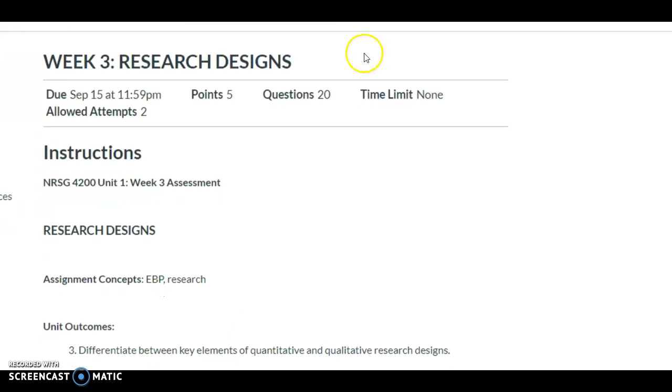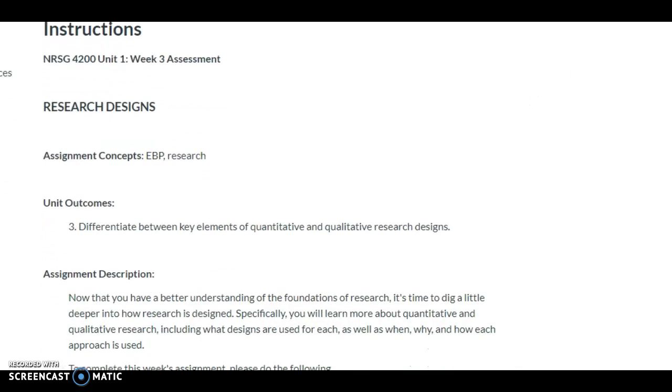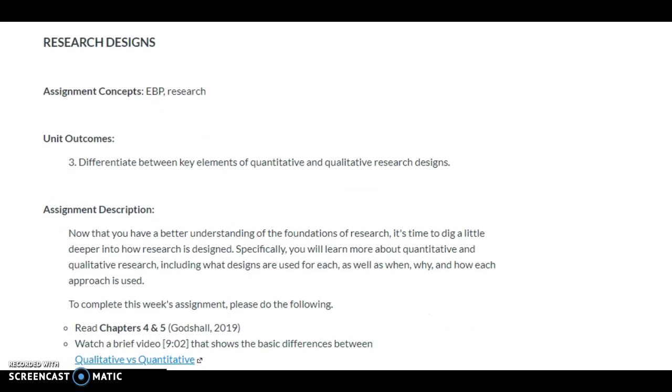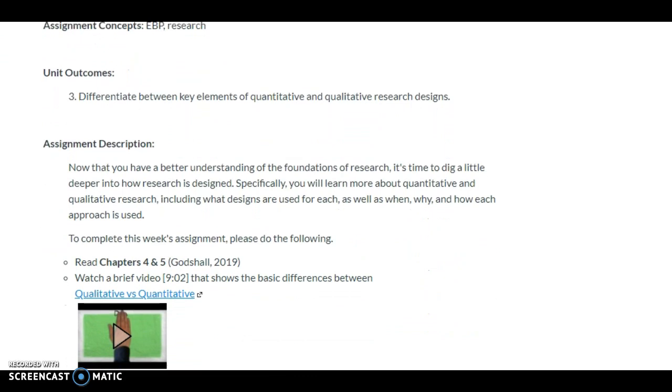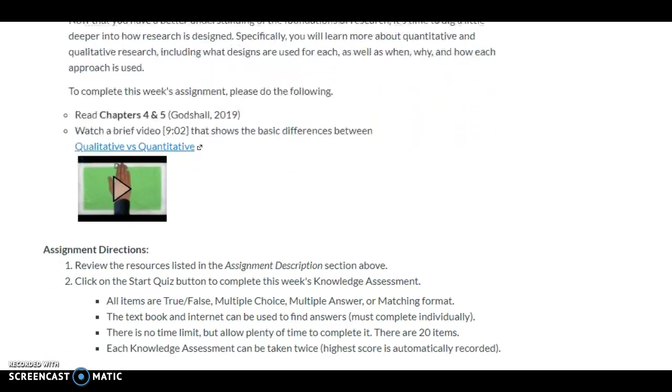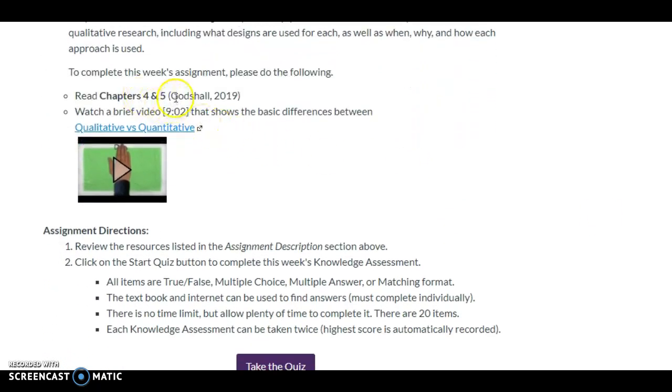When you go to week 3, again, a very similar foundational assessment to make sure that we're all on the same page. This one, however, has 20 questions. It does take a little bit more time, but the majority of the information for this one will be found directly from your textbook. Please review the unit outcomes, the assignment description. You'll be reading 2 different chapters in this one. Neither is particularly long, and they do fit well together, so please make sure you review chapters 4 and 5.